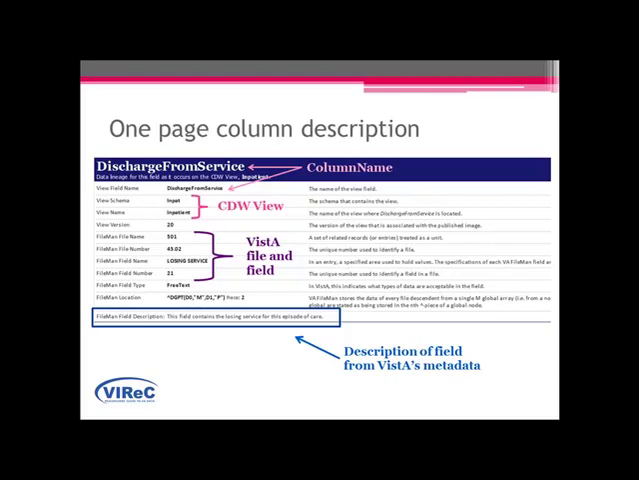So it's telling me this is the 20th version of this view, and it's coming from VISTA file number 501, name 501, number 4502, and then the field that corresponds to discharge from service is called losing service in VISTA, and it has a number of 21. So it's sort of telling you where it came from in that source. And then finally, at the bottom, you'll see a description of what this field means.